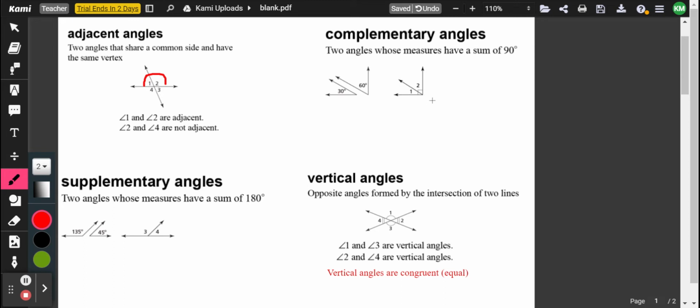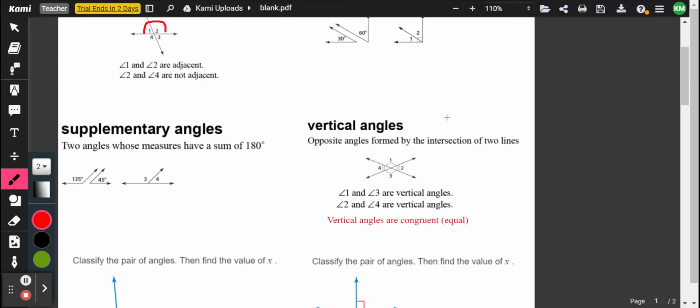All right, moving over to complementary. Complementary angles are 2 angles that have a sum of 90 degrees. So if we look here, 30 plus 60 is 90. So angle 1 and angle 2 are complementary because together they make a 90-degree angle. They make a right angle.